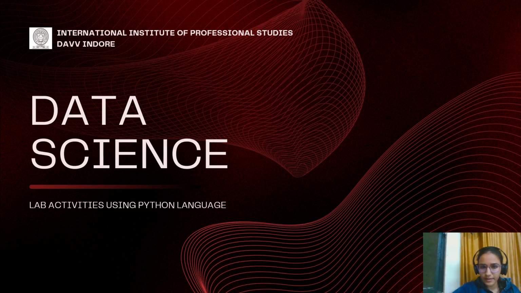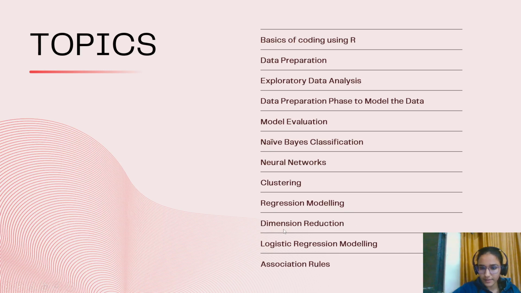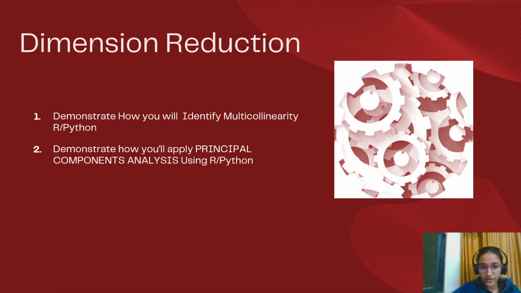Hello everyone. In this video, we will be discussing the topic dimension reduction. High dimensionality in data science refers to the large number of predictors in the data set. Why do we need to reduce the dimensions? It can lead to multicollinearity, double counting, curse of dimensionality, and many more problems.